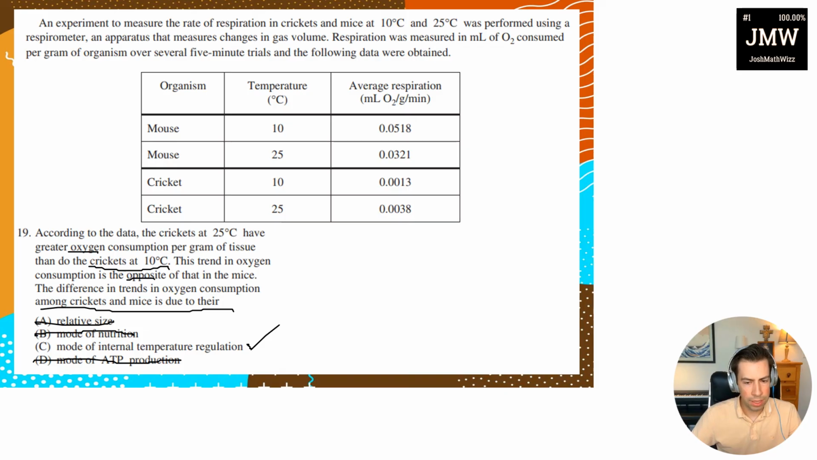So it could be that the crickets like it to be cold, right? And that the heat is actually detrimental to their physiology. So they require ATP to basically try and lower the body temperature. So therefore, C is going to be the correct answer there.